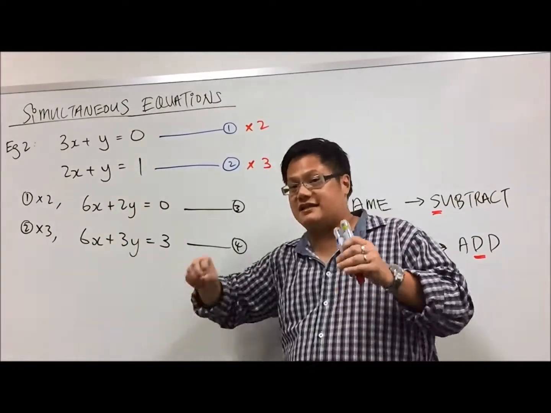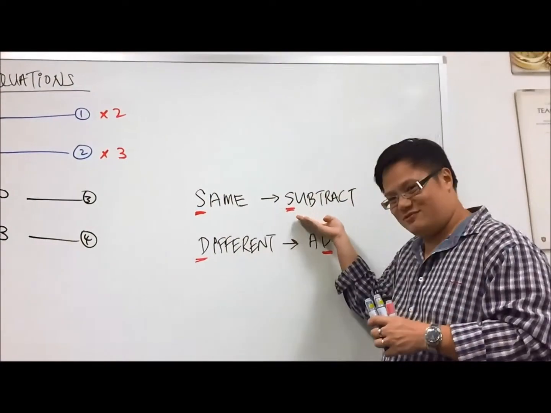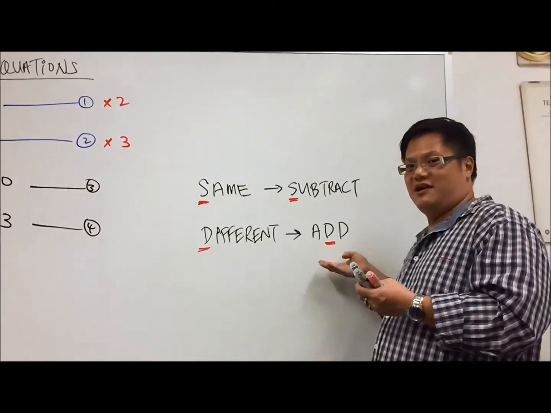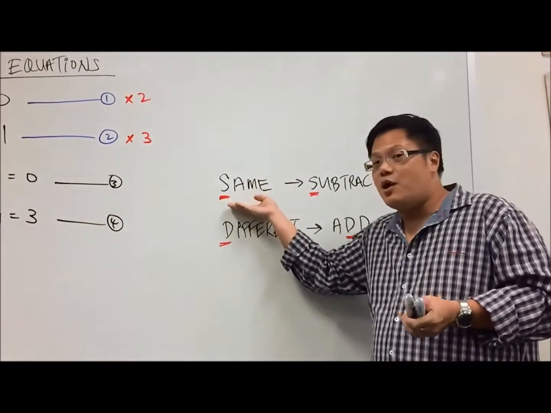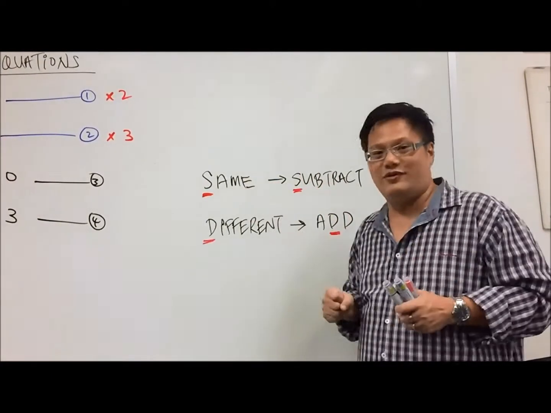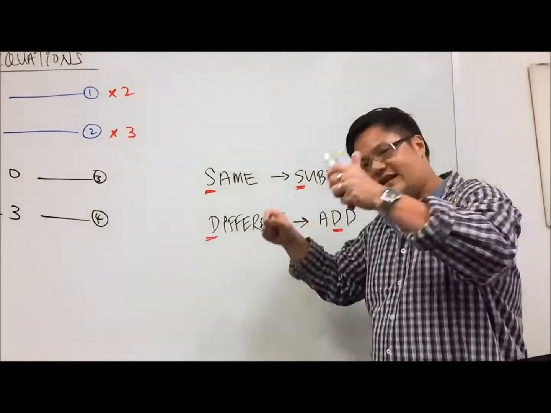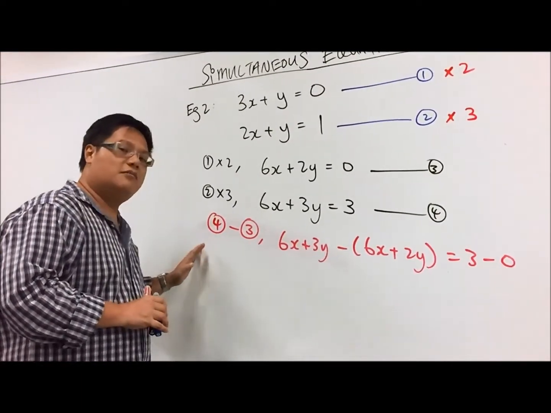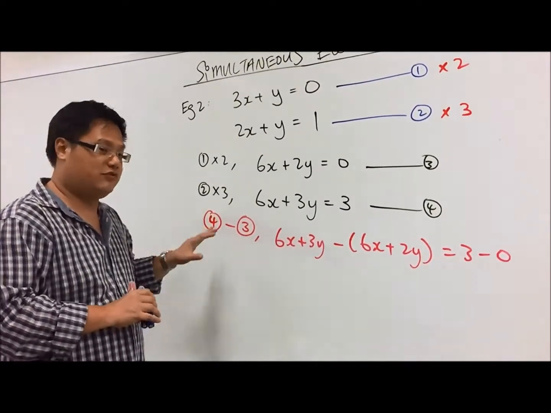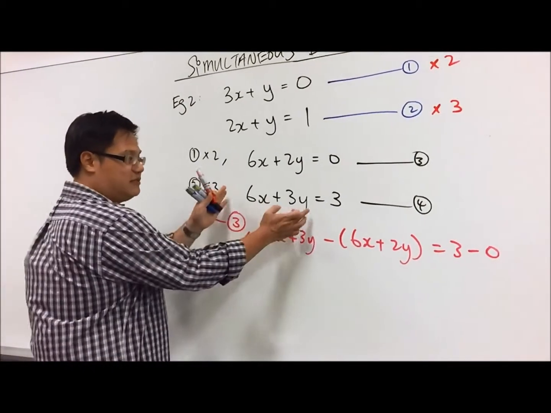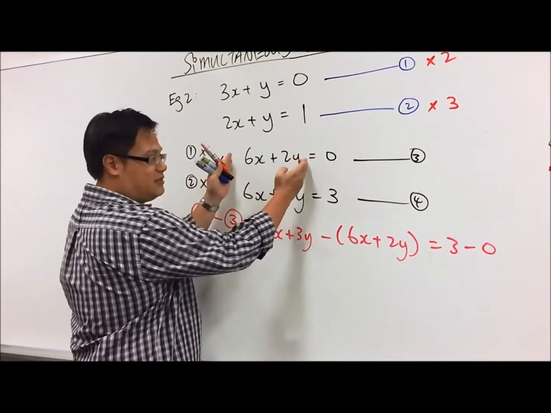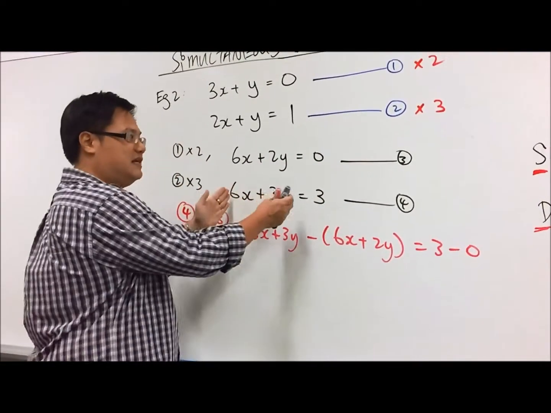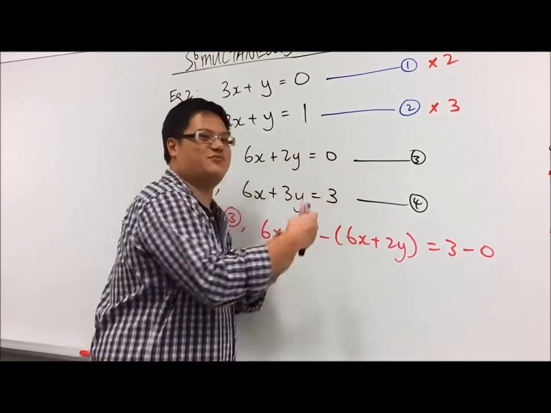When the operational signs are the same, you subtract. If they are different, you add up the two equations. When operational signs are the same, we subtract the equations. So right now, let's subtract them. If I take equation 4 minus equation 3, what will I have? I'll have 6x plus 3y minus 6x plus 2y equals 3 minus 0. Left hand side, subtract the left hand side. Right hand side, subtract the right hand side.